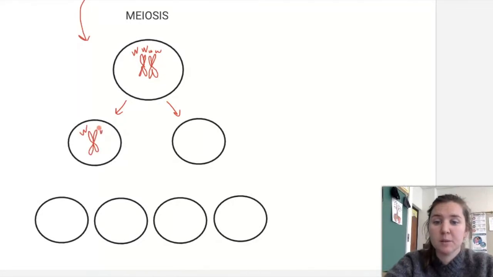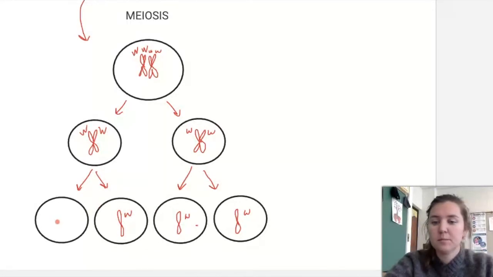Then we go through meiosis 1, and the homologous chromosomes are split apart. So we have big W, little w, little w from meiosis 1. Then in meiosis 2, those sister chromatids are split apart. And so we end up with this one having a little w, recessive allele, dominant allele, and dominant allele. I should make that look bigger.